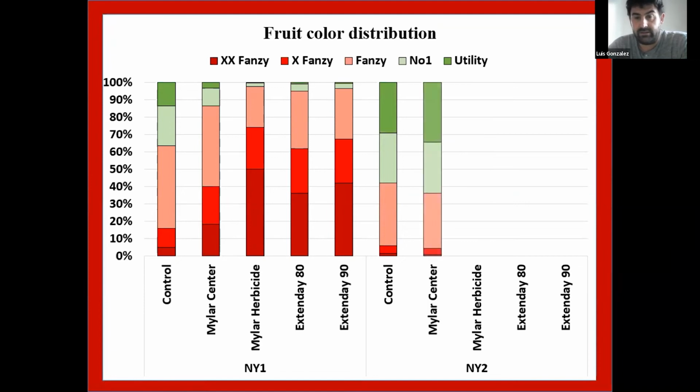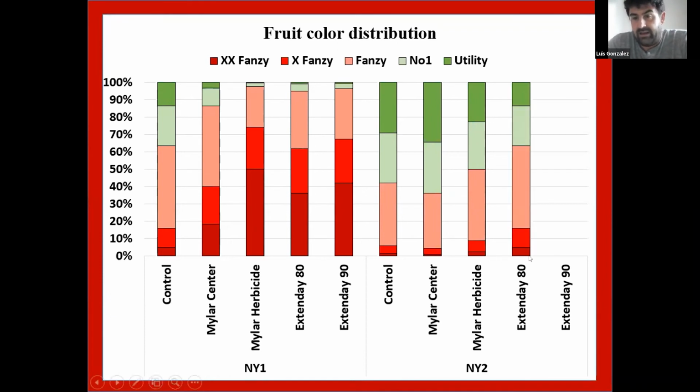When we see the NY-2 treatments, you can see in this case the two materials of mylar show similar fruit color in comparison with the control, and extended 80% increases the yield with extra fancy color by 10%. In this case, 30% of the yield, the maximum good coloration, we got with extended at 90%.